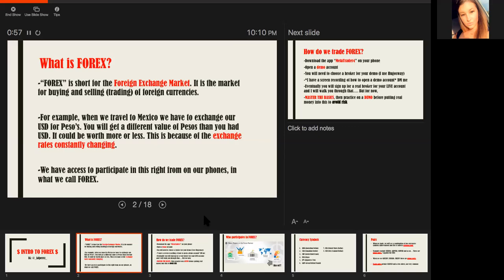We have access to participate in this right now from our phones, in what we call Forex. So basically it's the market on our phones. We're doing this exact same thing without leaving the country. Y'all get that?